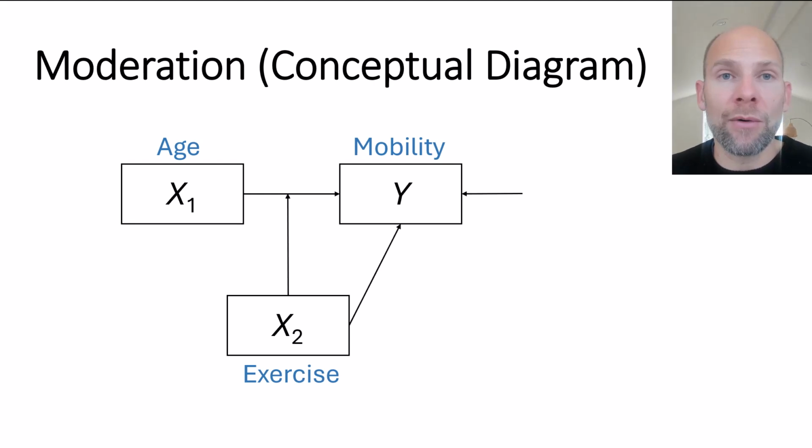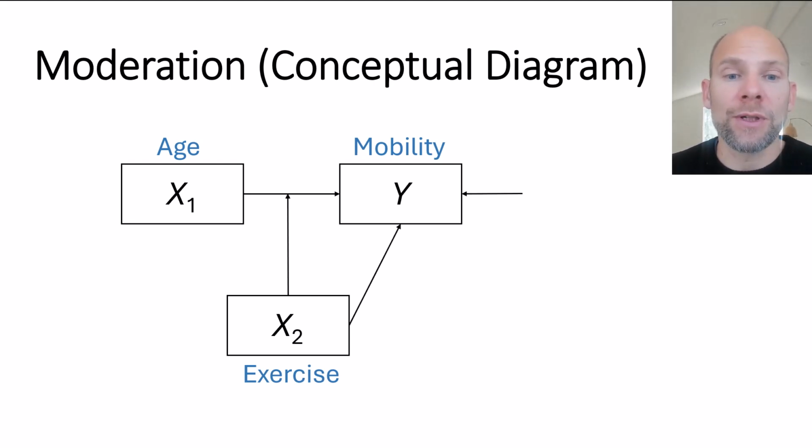In the conceptual diagram, you can see that the arrow from exercise points to the arrow from age to mobility. That is supposed to symbolize that the effect of age on mobility varies for different values of exercise. We don't have the same coefficient across all levels of exercise. Instead, the regression slope varies as a function of exercise.